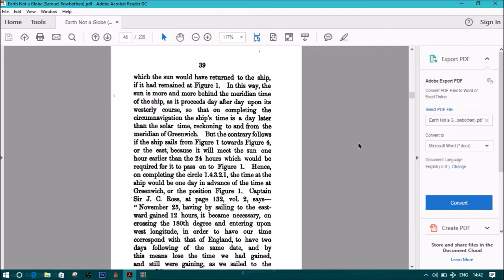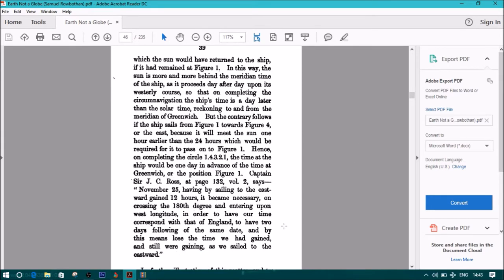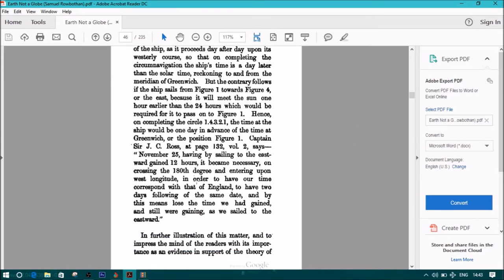Captain Sir J.C. Ross, at page 132, volume 2, says, quote, November 25th, having, by sailing to the eastward, gained 12 hours, it became necessary on crossing the 180th degree and entering upon west longitude, in order to have our time correspond with that of England, to have 2 days following the same date, and by this means lose the time we had gained, and still were gaining as we sailed to the eastward. End quote.